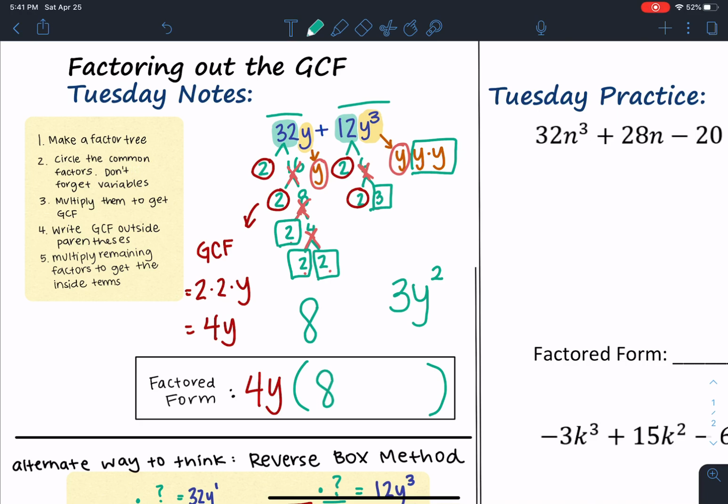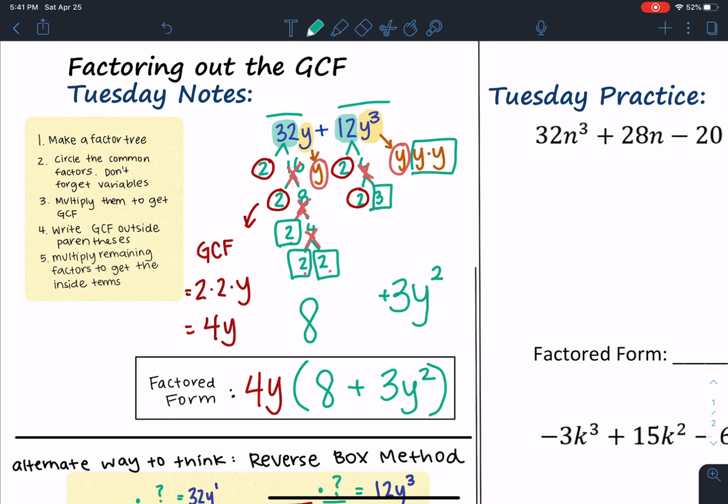Those are the ones that go inside, and I'm going to put a plus because the 3 is a positive 3. And that's the factored form. So you write the GCF in front, and then inside parentheses, you write the remainders, the numbers that you did not use when you circled the common factors.